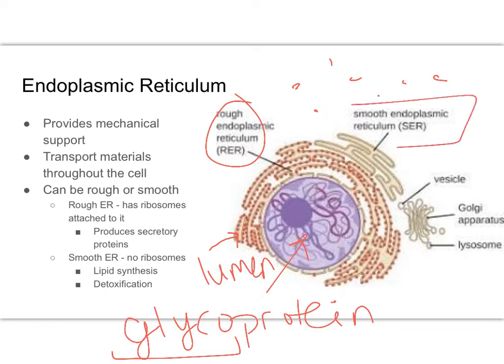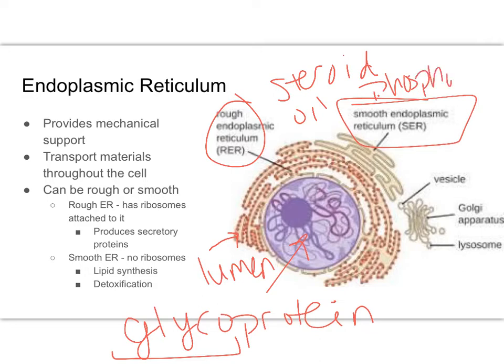The smooth endoplasmic reticulum, again a network of tubes, but this time there's no ribosomes attached to it. Okay? And the smooth endoplasmic reticulum is important for lipid synthesis, so making lipids, in particular making steroid hormones, oils, phospholipids. All of those are going to be made in this smooth endoplasmic reticulum. So we've got steroid hormones, which are like estrogen, testosterone, hormones, oils, and phospholipids. And remember, phospholipids are what are making up the bulk of our cell membrane. So our smooth endoplasmic reticulum is helping make all of those.